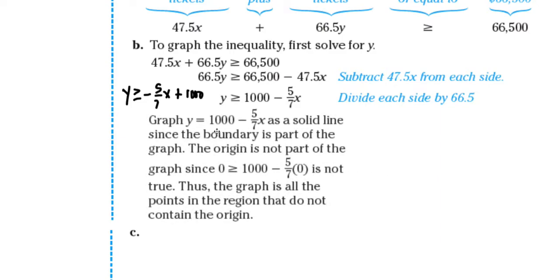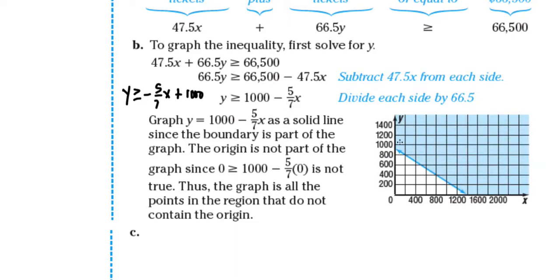So we graph y equals 1,000 minus 5/7 x as a solid line, because the boundary is part of the graph. And if you notice, it's only in one quadrant, because when you talk about money, you cannot have negative money, so we only deal with quadrant 1. It's a solid line because we're talking about greater than or equal to. And then we started testing a point, so we tested the point 0, 0.